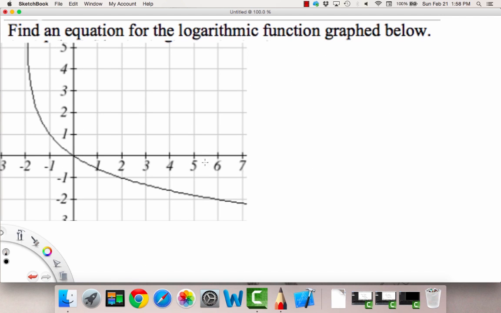Alrighty, so for this example, we're going to find an equation for the logarithmic function graphed below. So we're given a graph here, and it's logarithmic, and we can see that there is a vertical asymptote at x is equal to negative 2. Let me label the axes here. So x, and let's say this is f of x, or just y. We'll just call it y for now. So we have a vertical asymptote at x is equal to negative 2. So this is kind of like our b in our formula before, right?